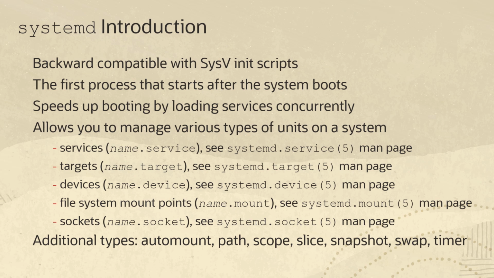Systemd device units expose kernel devices and can be used to implement device-based activation. Mount units control mount points in the file system. Socket units encapsulate local interprocess communication or network sockets, which are useful for socket-based activation. Additional systemd unit types include automount, path, scope, slice, snapshot, swap, and timer. We will not be covering all of these unit types in detail in this video, but there is a man page available for each of these that you can refer to.